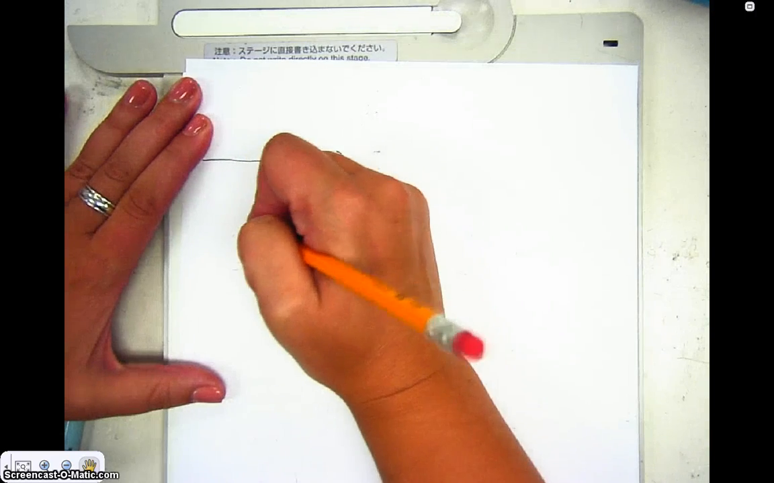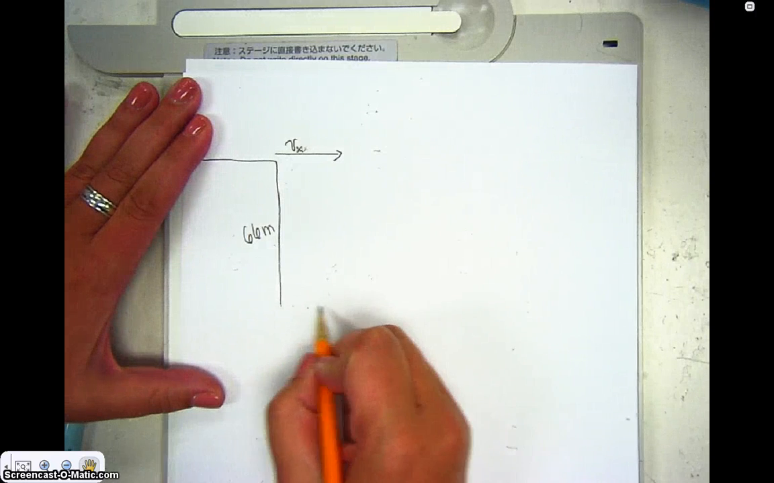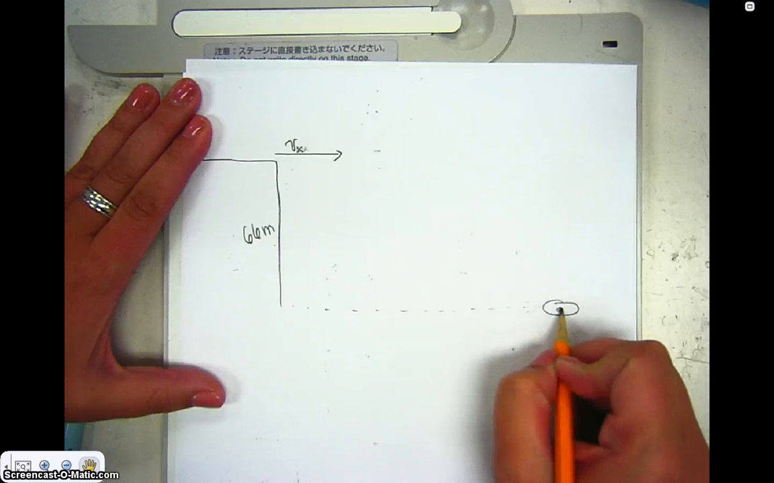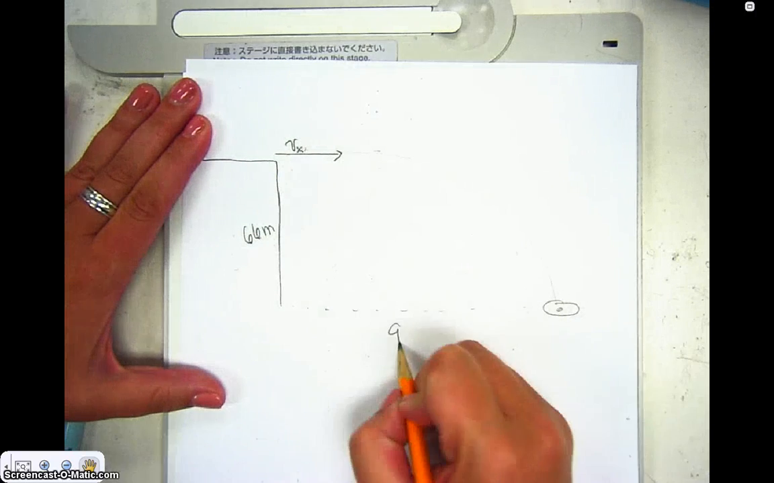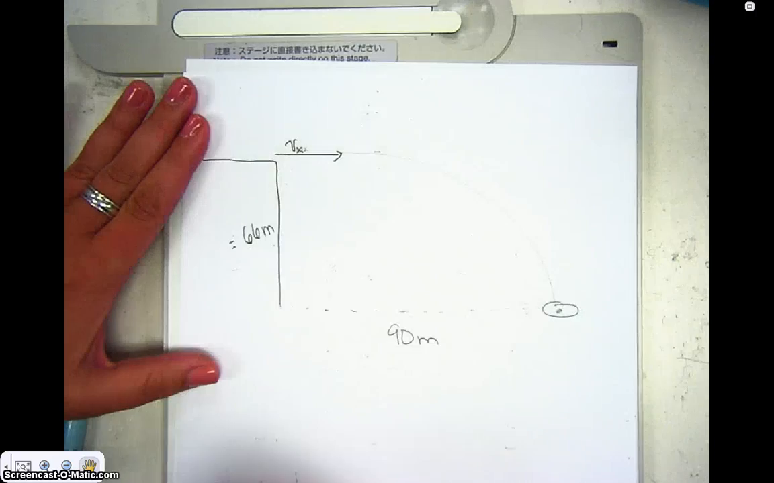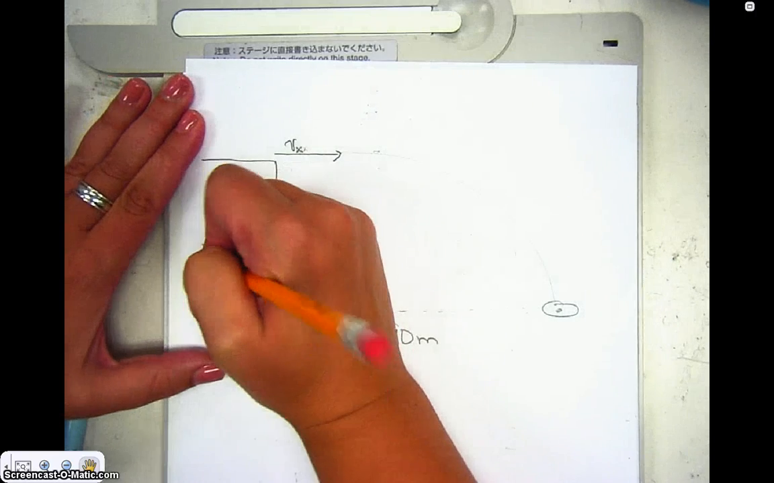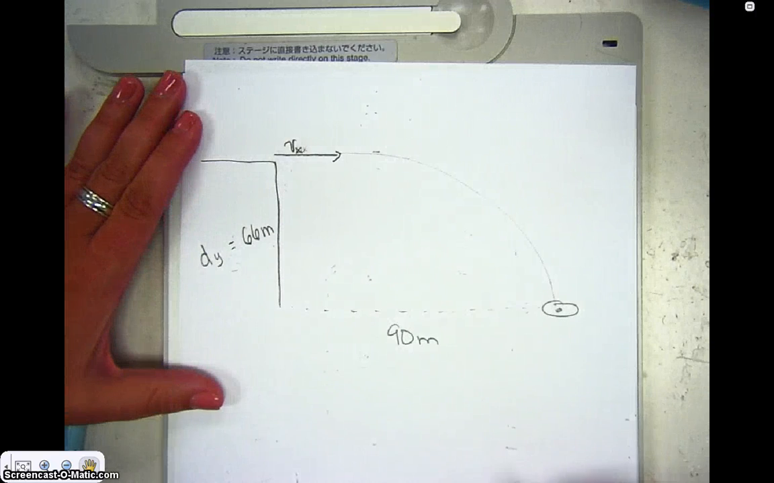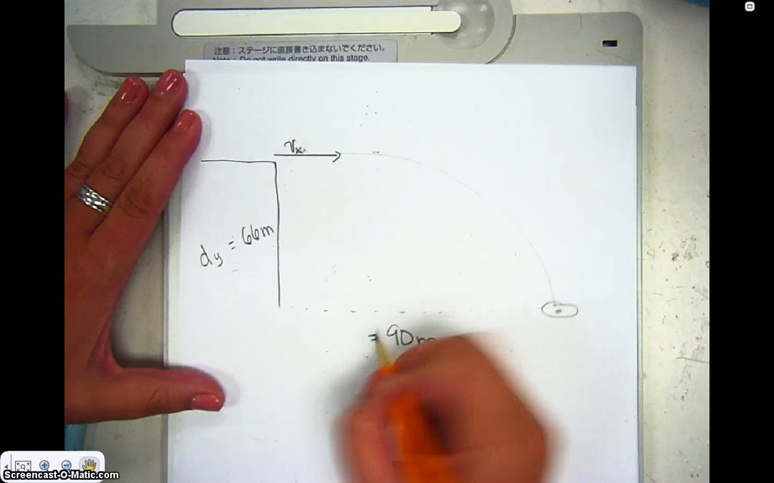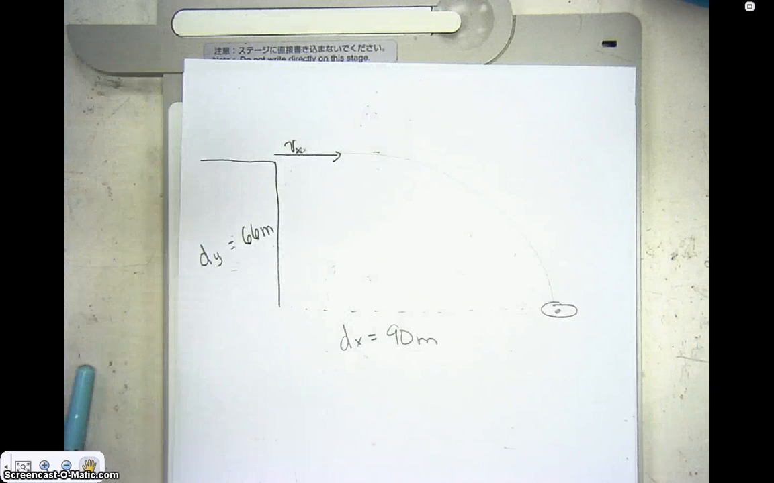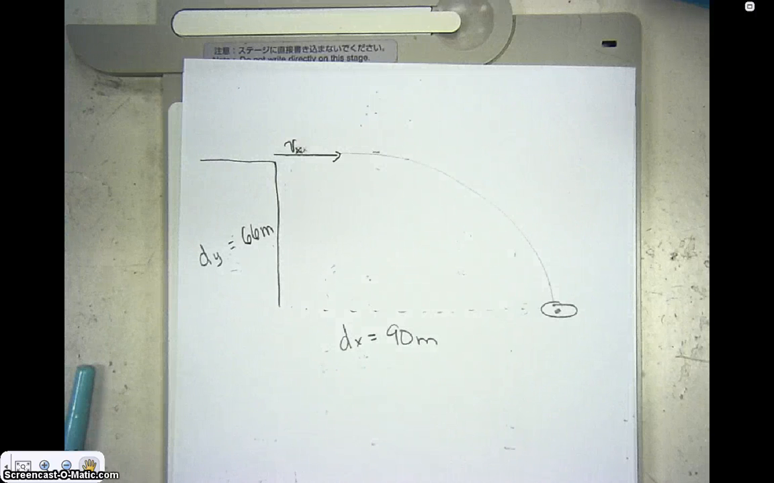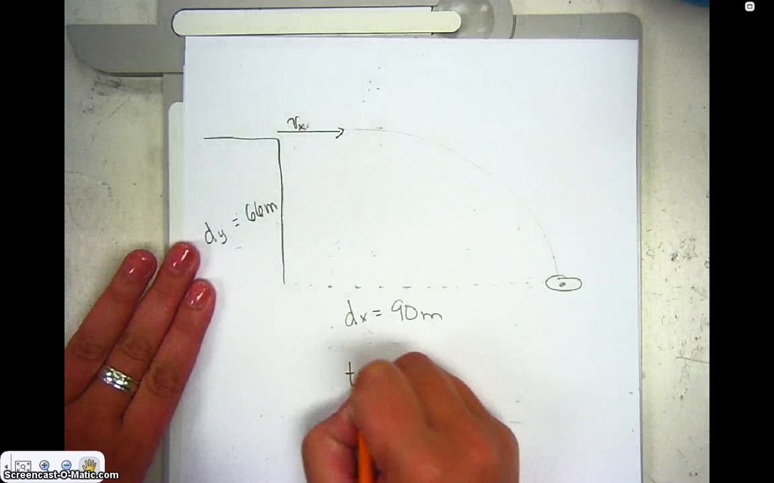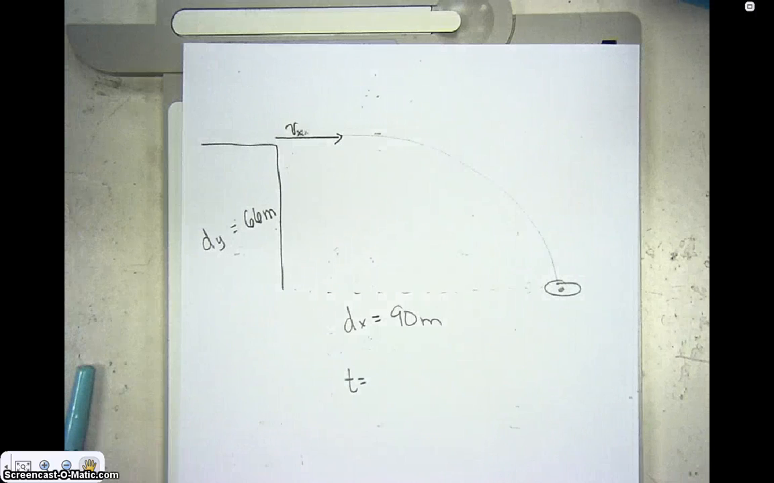My cliff was 66 meters high, and where it landed was over here, 90 meters away. So this 66 meters represents my displacement in the y direction. The 90 meters represents my displacement in the x direction. The first thing I want to solve for is what links the two, and what links the two is time. So I want to figure out how long that car was in the air.